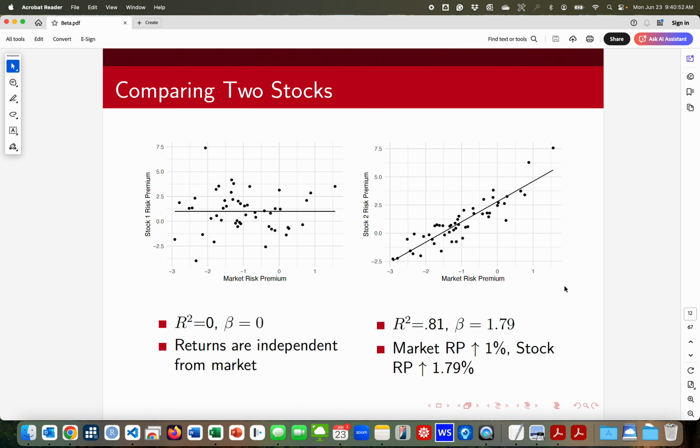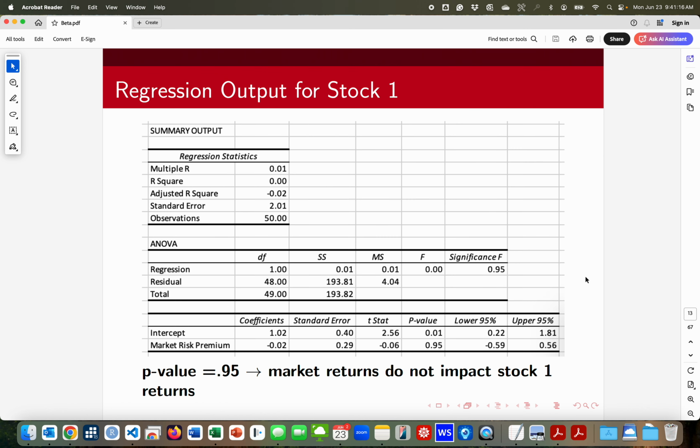The other 19% is explained by other factors. So if the market risk premium is up by 1%, the stock risk premium is up 1.79%. So it's more volatile. That also works in the negative direction. So if the market risk premium decreases by 1%, the stock risk premium will decrease by 1.79%. So it moves more in the positive direction and in the negative direction.